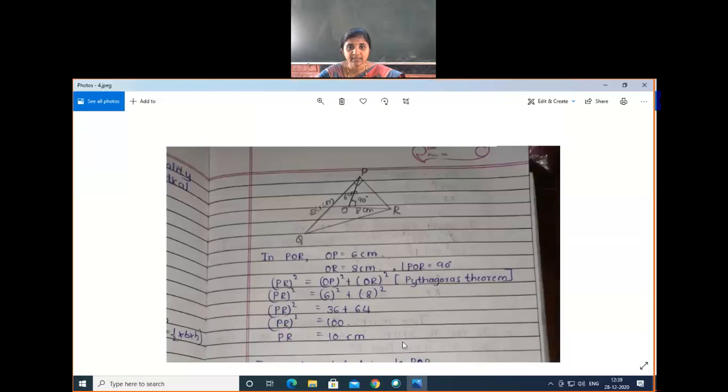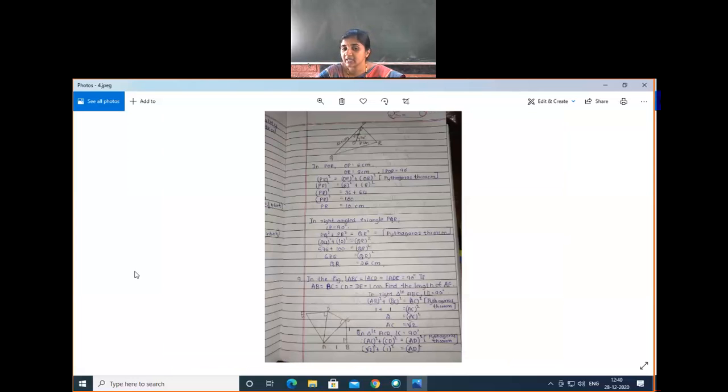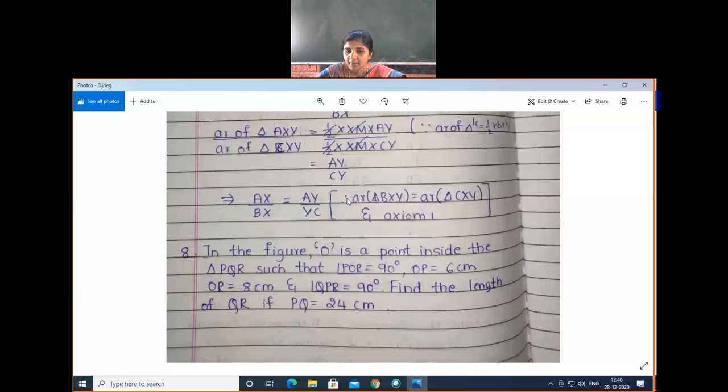Okay, see the diagram once. PQR is a triangle, and O is inside the triangle PQR, such that OP length is 6, OR length is 8, and PQ is 24. Angle POR is 90 degrees. Let us read the problem again, correct. POR is 90 degrees, it is given in the question only.